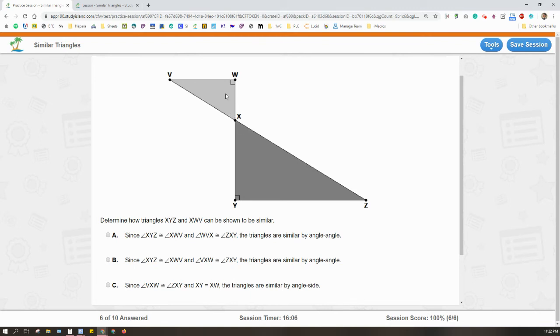What other angles are congruent to each other? Well, what does that little box mean? That means it's a right angle. Well, what does that mean? It means it measures 90 degrees. Well, this one also is a right angle that measures 90 degrees. So they're congruent to each other. Right angles are congruent to each other all the time.